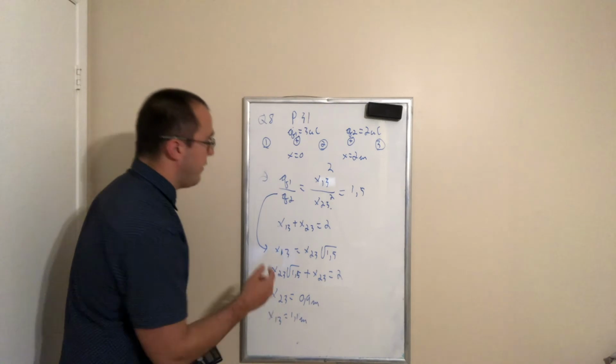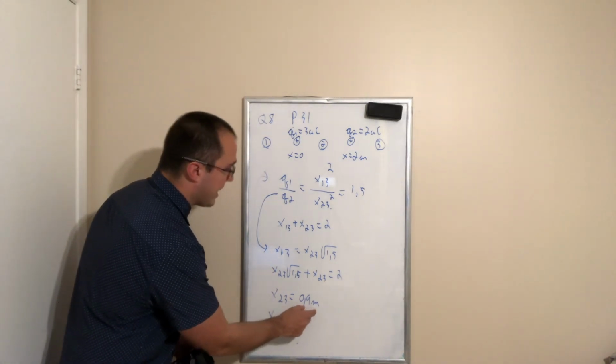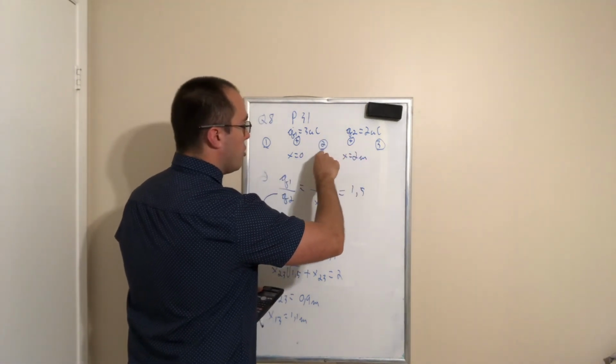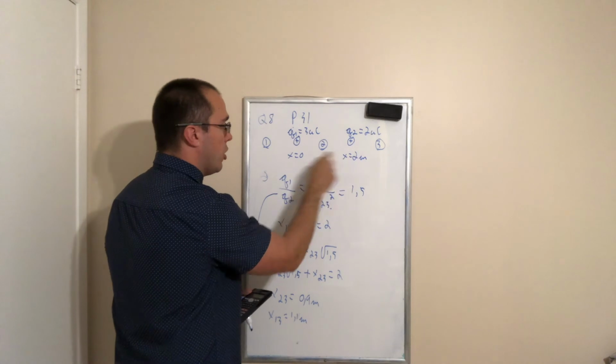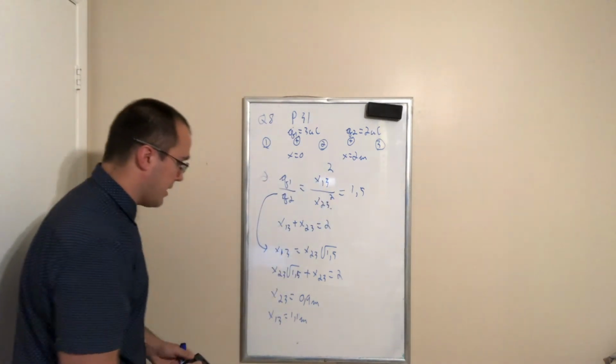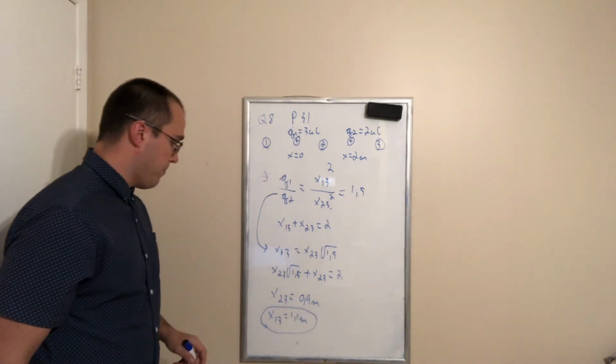This is really the value on the x-axis. Now remember, x23 is 0.9 meter, but it is the distance from the second charge to the third charge. It's not exactly the position on the x-axis. This one is exactly the position on the x-axis. So it's at 1.1 meter, all right?